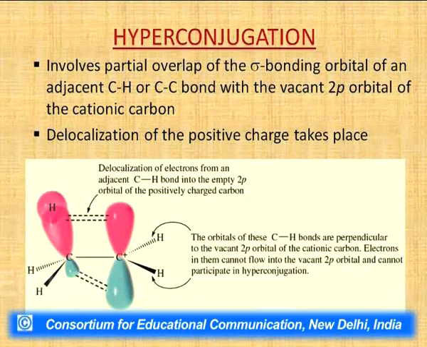You can see in the figure that the dotted line shows the delocalization of electrons from an adjacent carbon-hydrogen bond into the empty 2p orbital of the positively charged carbon. The orbitals of those carbon-hydrogen bonds which are perpendicular to the vacant 2p orbital of the cationic carbon cannot flow into the vacant 2p orbital and cannot participate in the hyperconjugation.